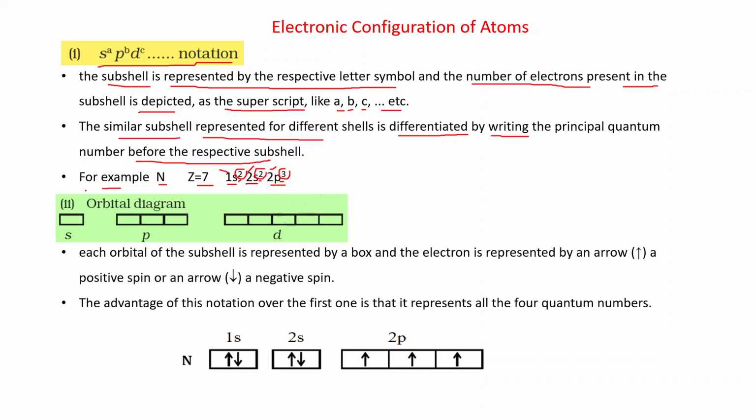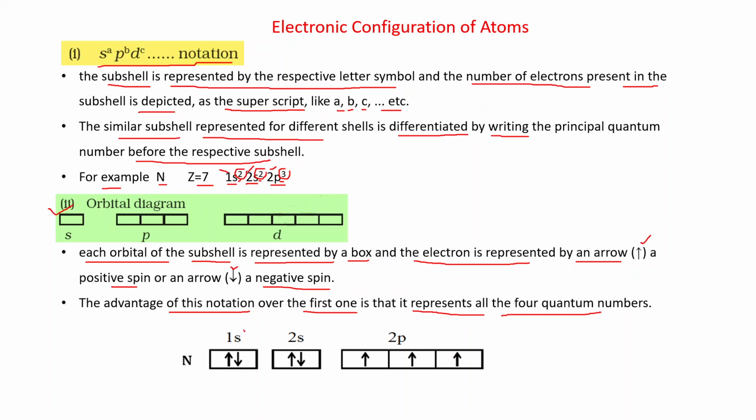Is it clear? Another way to represent the electronic configuration is the orbital diagram. In this representation, each orbital of the subshell is represented by a box and the electron is represented by an arrow, an upward arrow for positive spin or a downward arrow for negative spin. The advantage of this notation over the first one, spdf notation, is that it represents all 4 quantum numbers. Again, take the example of nitrogen.